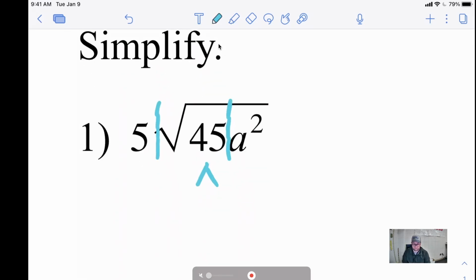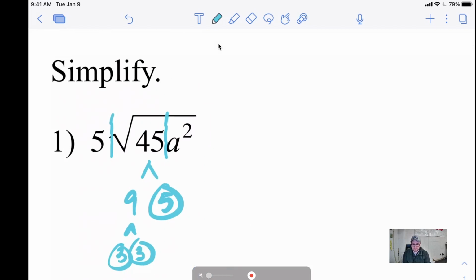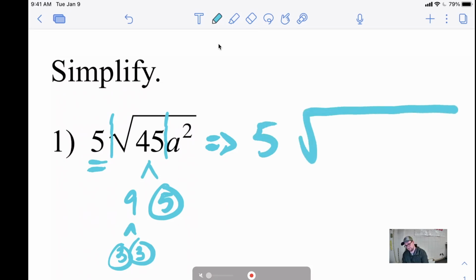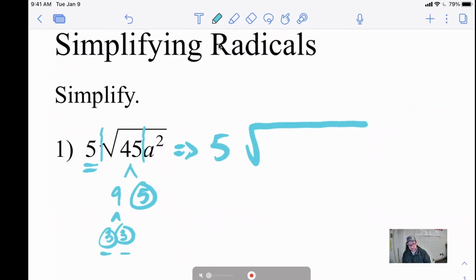We know that 45 is 9 times 5, and we know that 9 is 3 times 3. So since these are all ending numbers, we know that that's going to be the code when we rewrite it. Once we break down that part, then we want to just rewrite. Now, we can't forget about the 5. The 5 was on the outside. It's still on the outside. Then I'm going to have a 3, 3, 5 inside. Now let's talk about the A's. We had two A's right there, so we're going to stretch that out and say A squared, or AA.